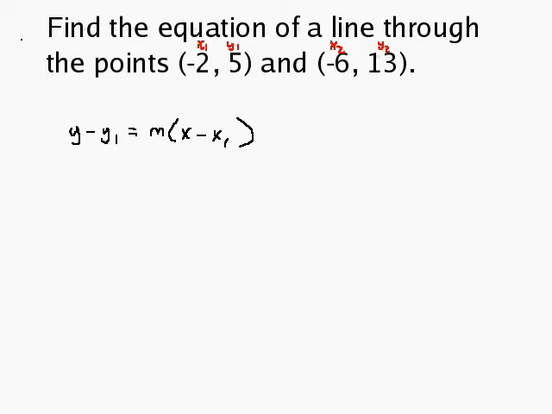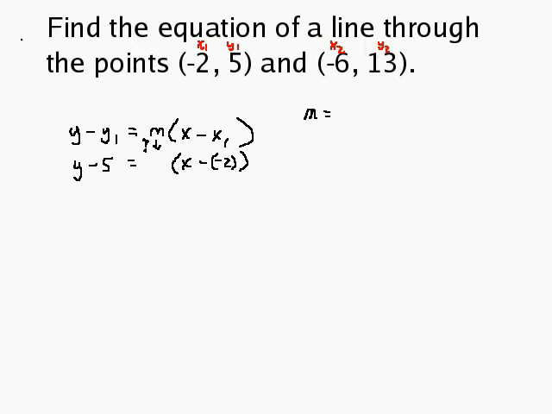Y minus y1, looking up top, y minus 5 equals m. We don't know m in this one. They don't just give us m like they did in that last example. Oh, those mean people. X minus x1 would be x minus -2, which of course we're going to call x plus 2. Now, if there was only a way to get the slope of the line here.